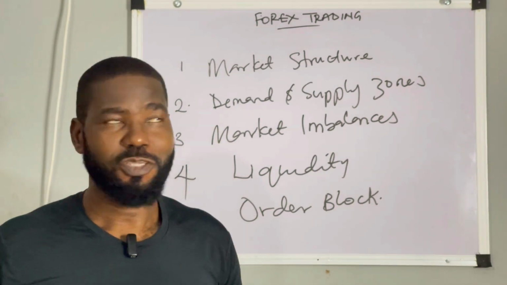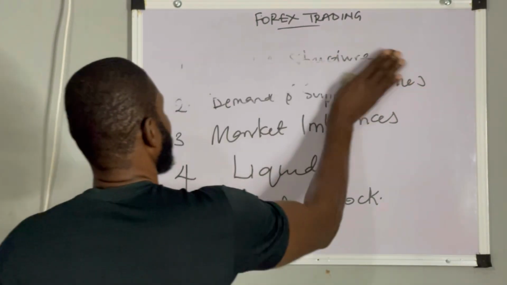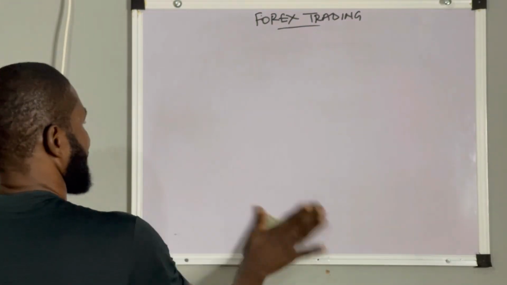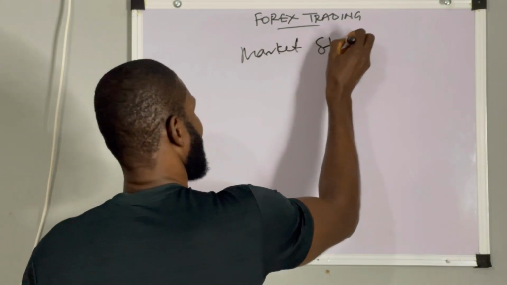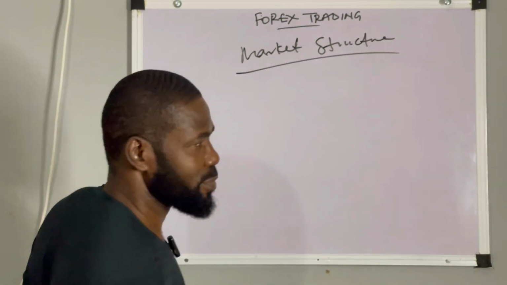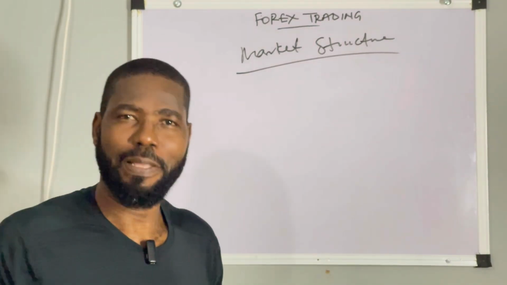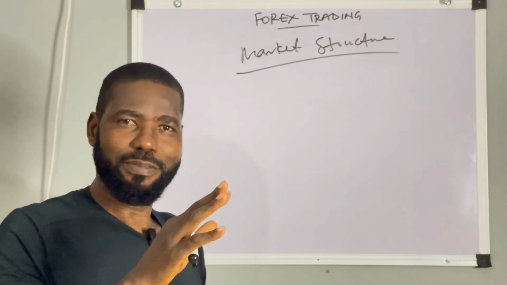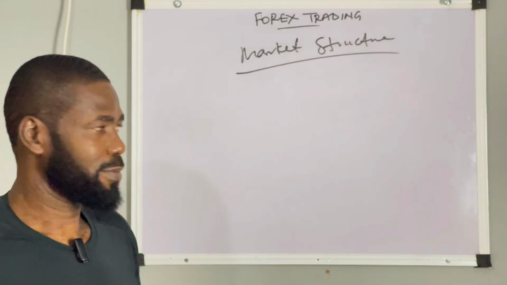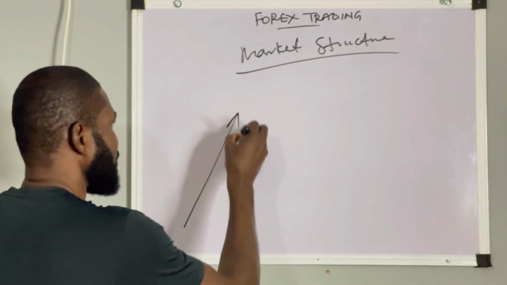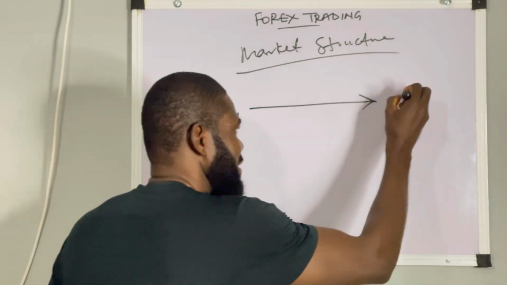Today, I'm going to be treating market structure. So let's begin. What is market structure? Market structure is simply the movement of the market. That's the direction of the movement of the market. And market moves in 3 different directions: up, side, and down.